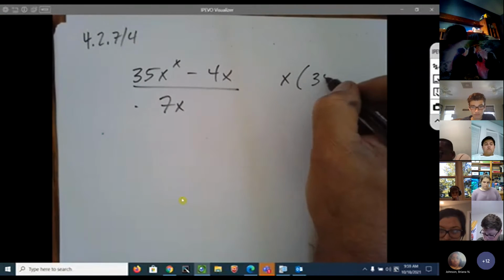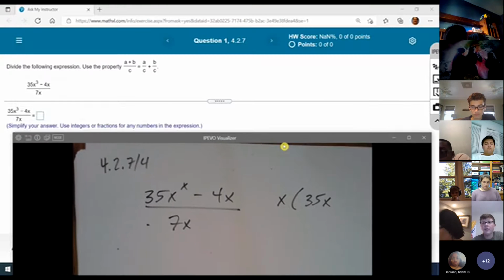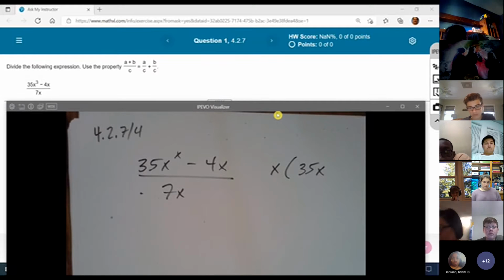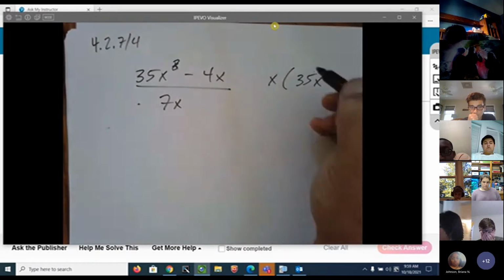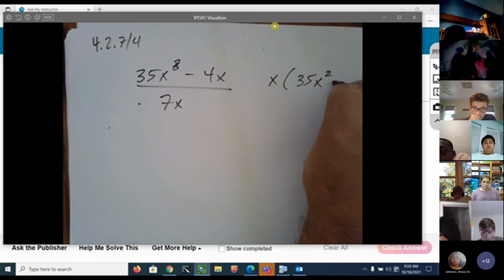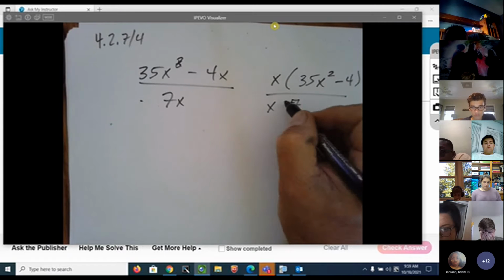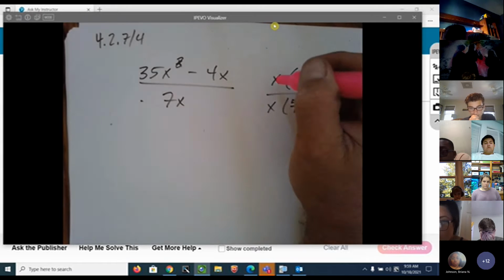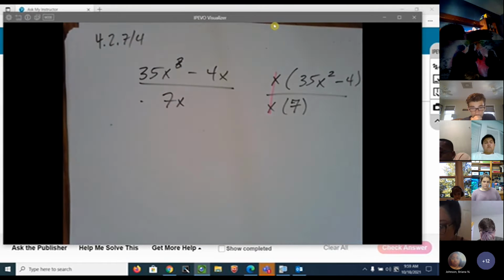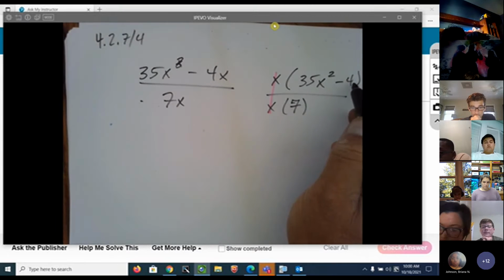That's going to give me 35x to the what? X to the third. So that's x to the third. So that's going to be a square minus 4 over 7, and factor out the x there. And the x's cancel. And this is not a perfect square, so that's all you can do. You can divide 7 into 35, but you can't here.